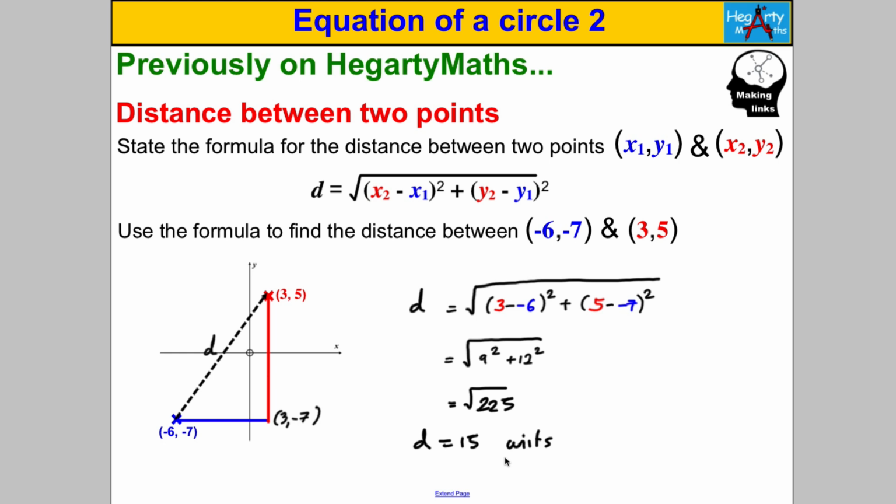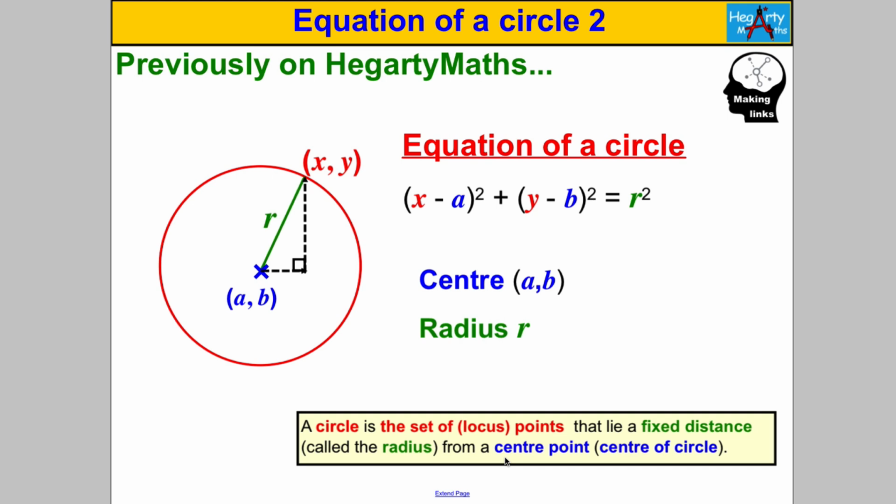Now I need you really good at that. For this particular video we're going to be using the distance between 2 points quite a lot. The next thing I want you to remember is the equation of a circle. In the last video we found out that the general equation of a circle with centre a, b, radius r, is x subtract a all squared add y subtract b all squared is equal to r squared. And we practiced in the last video, if we were given the equation in that form, stating the centre of the circle and the radius.